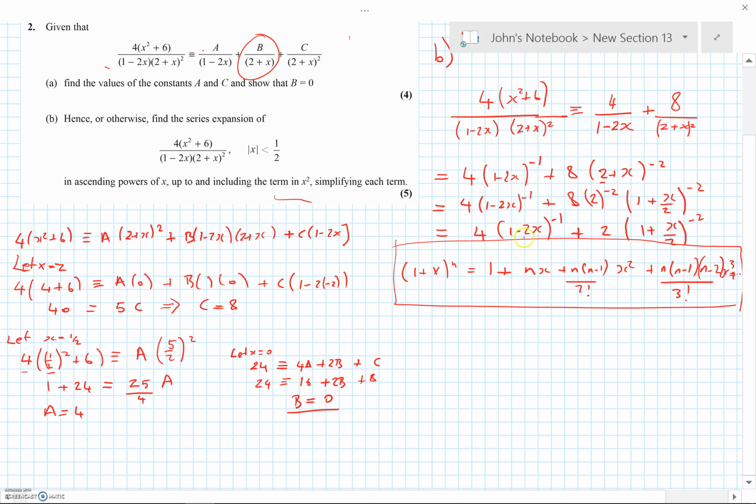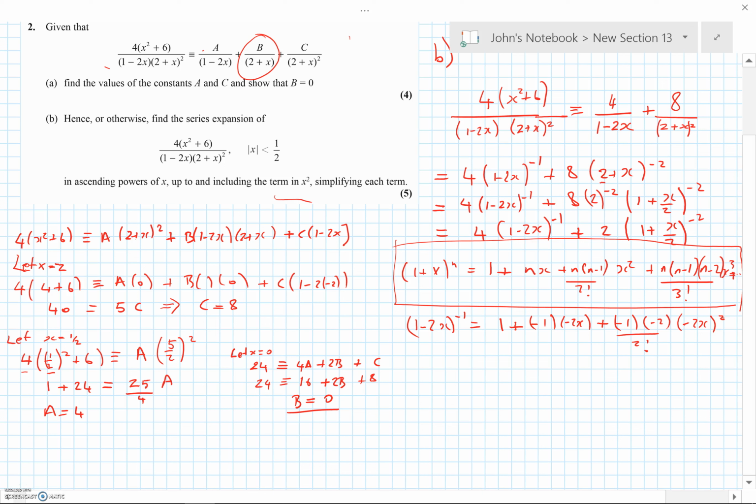Right, so for the (1 minus 2x) to the minus 1, that equals 1, and then the n is minus 1, so that's plus minus 1, and the x is minus 2x. And then the next term is minus 1 times minus 2 over 2 factorial, and then minus 2x squared.